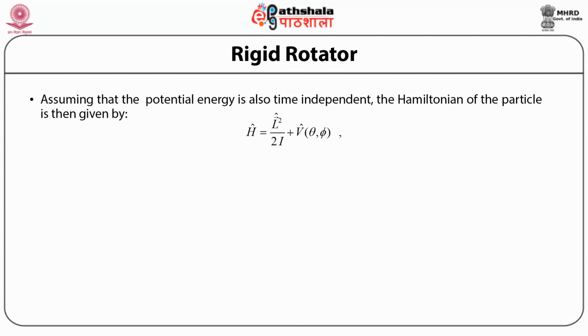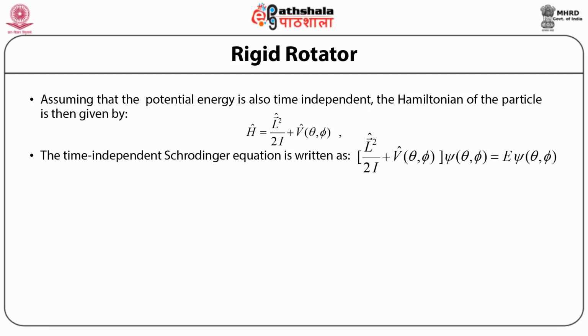H is equal to operator L square divided by twice the moment of inertia plus operator V of theta phi. The time independent Schrodinger equation is written as, within the brackets, operator L square by 2 times moment of inertia plus the potential energy operator V of theta phi, brackets close, acting on psi of theta phi is equal to E times psi of theta phi.